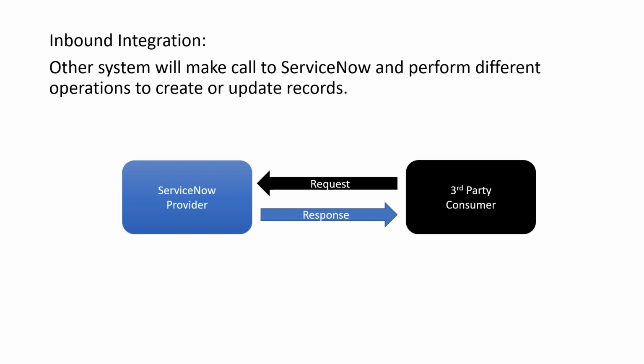So let's recap. Outbound is when ServiceNow sends a request to the third party applications, and it is called an outbound integration. When third party applications send a request to the ServiceNow side, it is called an inbound integration. Got it?